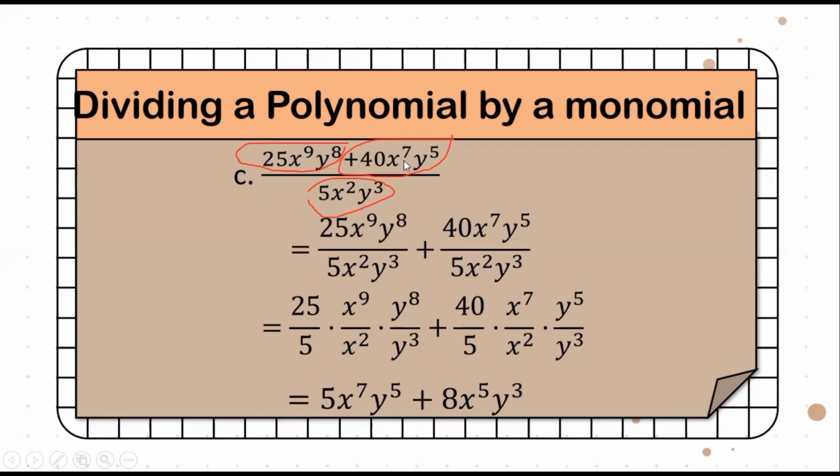So when you divide 25 x raised to 9 y raised to 8 plus 40 x raised to 7 y raised to 5 by 5x squared y cubed, you will get a quotient of 5x raised to 7 y raised to 5 plus 8x raised to 5 y cubed.